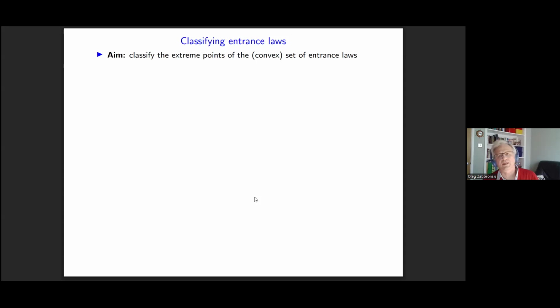So clearly, if you take a convex combination of entrance laws, it follows immediately from the definition that it's an entrance law. So now I would like to find all the extreme points of this convex set.